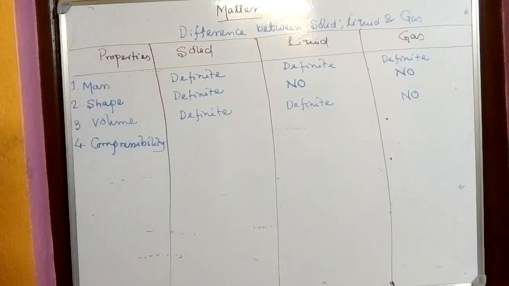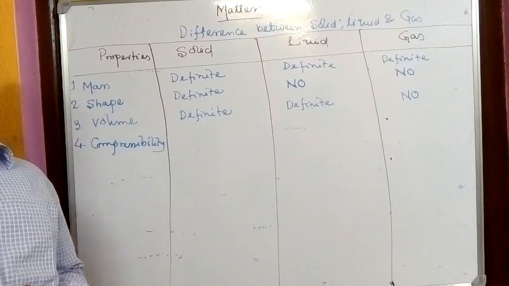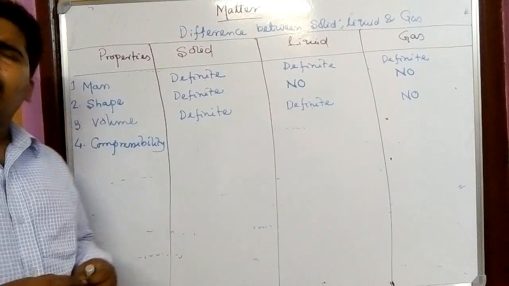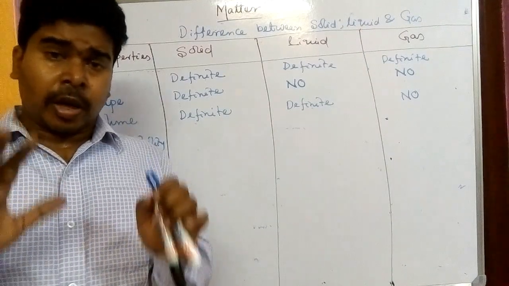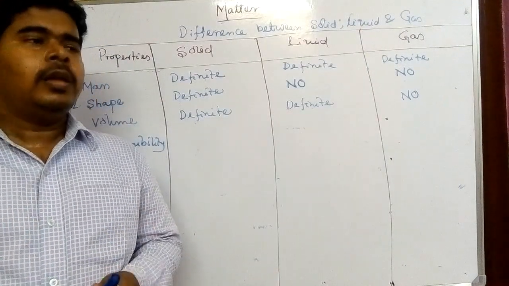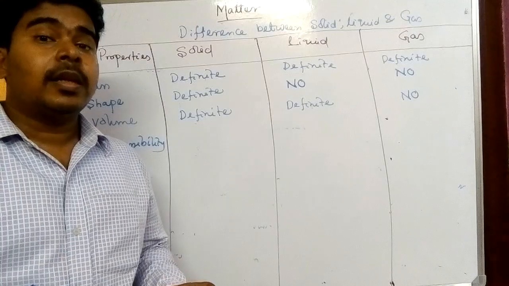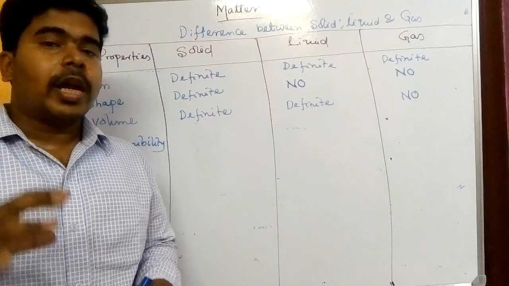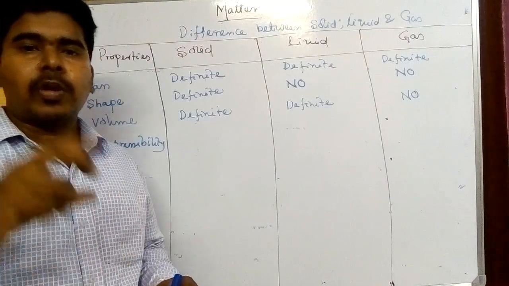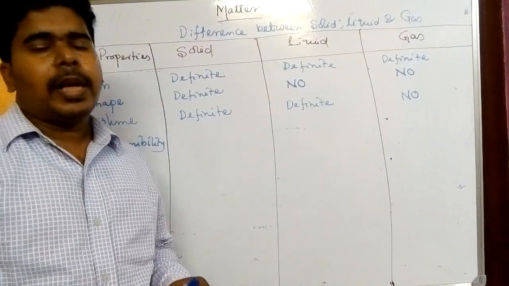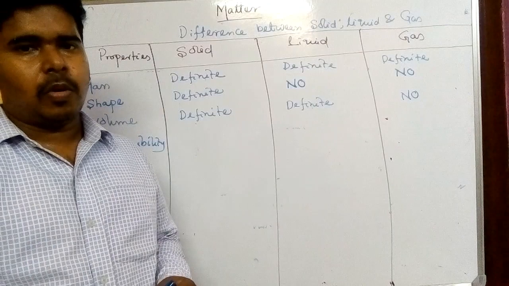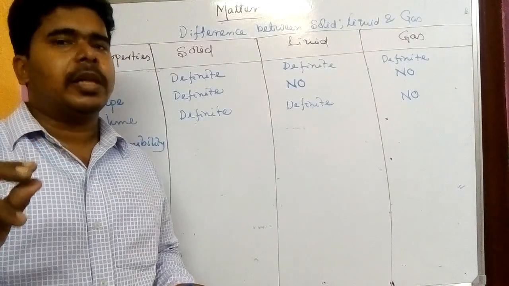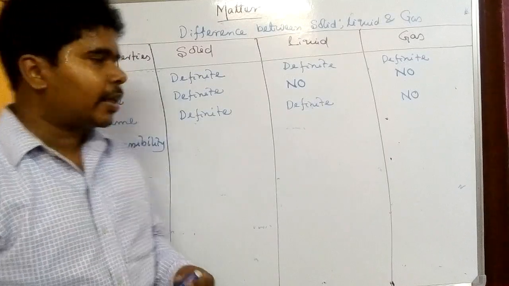Compressibility is a property by which you can change the volume by applying pressure. Later you will get to know more, but now just try to understand what compressibility is. Compressibility is a property of a substance by which you can compress the volume by applying pressure. And whatever volume you have achieved should be permanent. You cannot change it later.